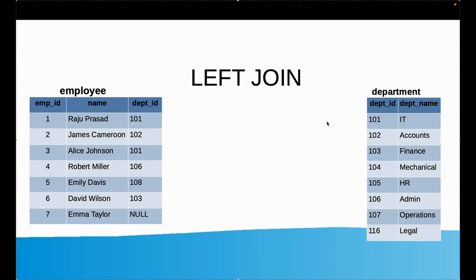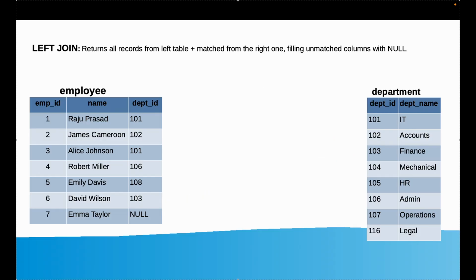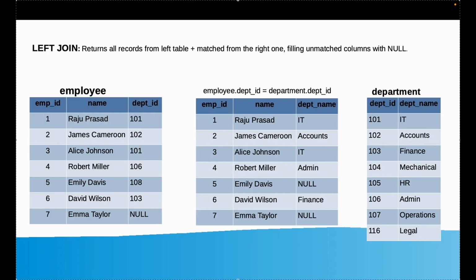I will show you hands-on writing the code as well, and all the joins. So if we see the left join, it returns all the records from the left table and the matched ones from the right one. Okay, so if we join on the basis of department ID, you can see the result here. The ones which are not matched are null here. You can see 108 is nowhere in this department table. Okay, so it returned null.